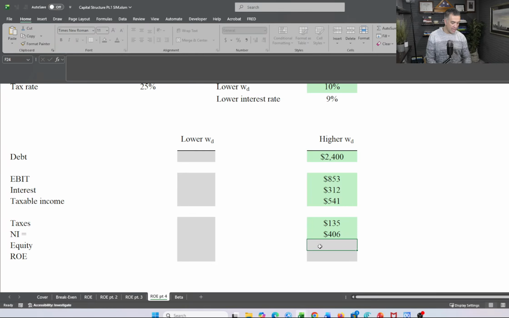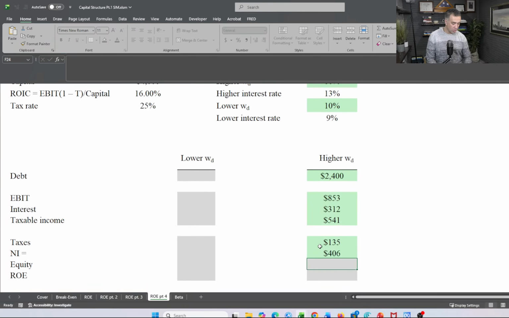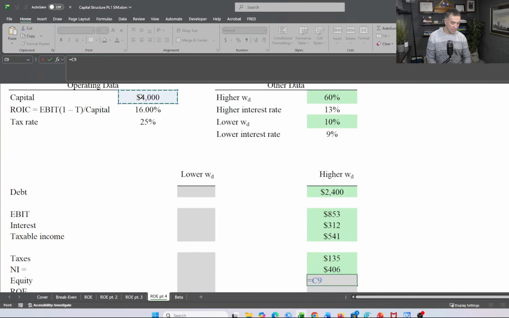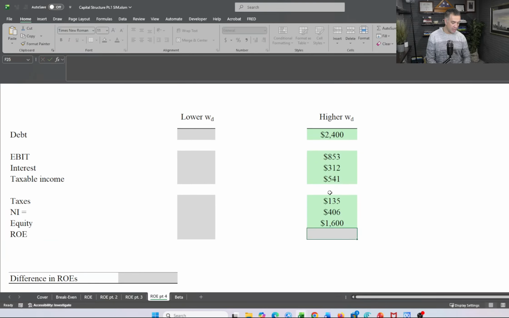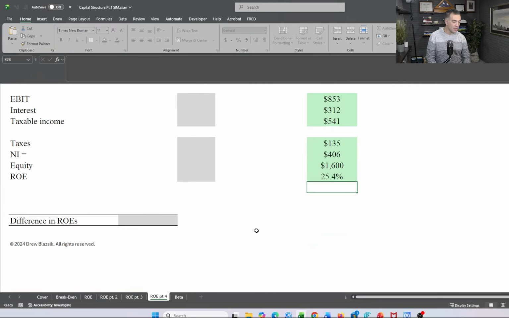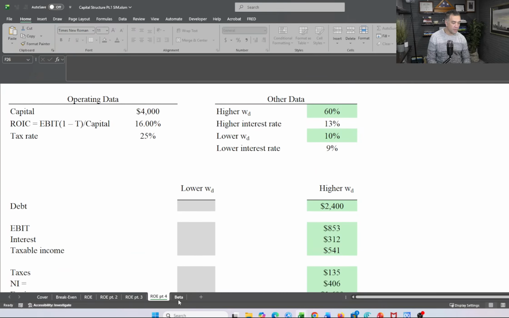And then how much equity does this company have? Well, like I said, there's a bunch of ways of doing it. What I'm going to do is take our capital and subtract out the debt, and the remaining must be the equity. And now we want to know, what is the return on equity? Well, that's going to be the net income divided by the equity. There you go, especially the lower part.